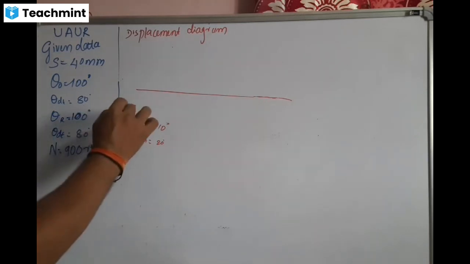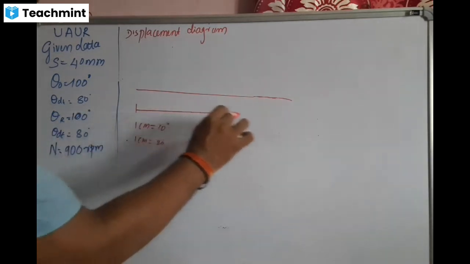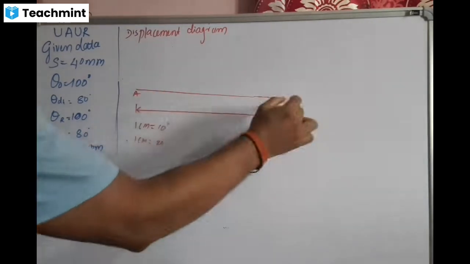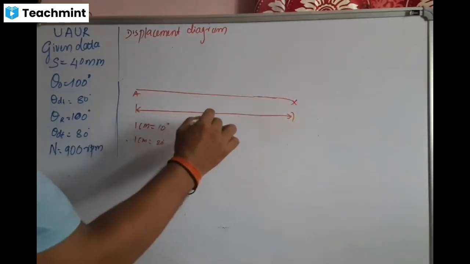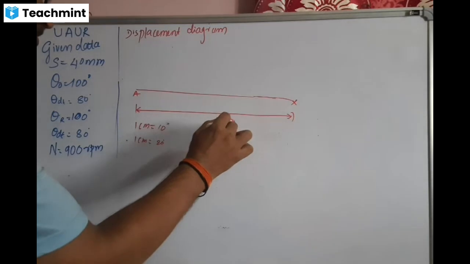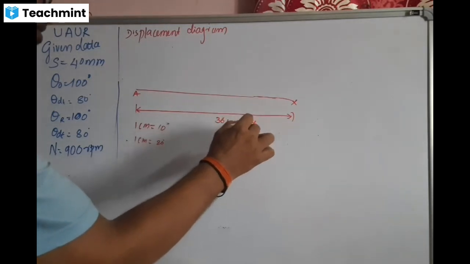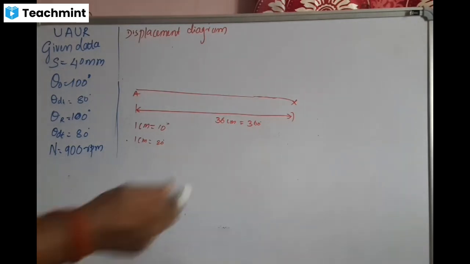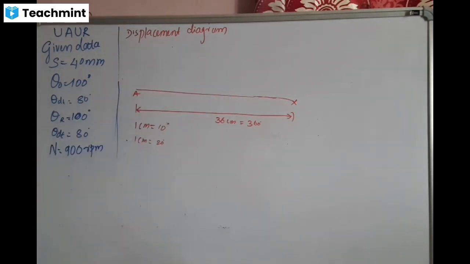That means you need to draw the line AX with length equal to 36 centimeters, which is equal to 360 degrees, if you took a scale of 1 centimeter equal to 10 degrees. Suppose you took a scale of 1 centimeter equal to 20 degrees, then this has to be reduced to 18 centimeters. Right?